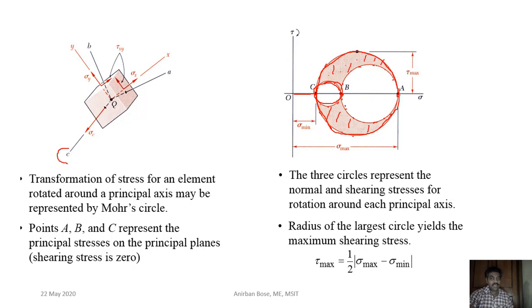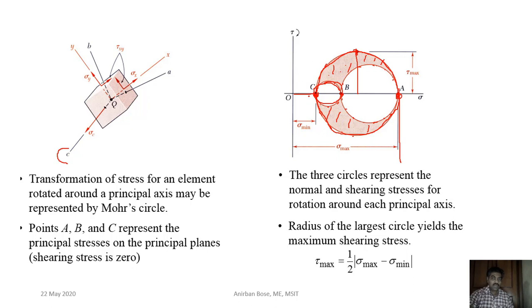But we are mainly interested in these three Mohr circles, and from these three Mohr circles it is clear that the maximum stress will occur at point A. This is the maximum principal stress, and this one is the minimum principal stress. And what is the maximum shear? The maximum shear will occur corresponding to this one, so the radius of the largest Mohr circle.